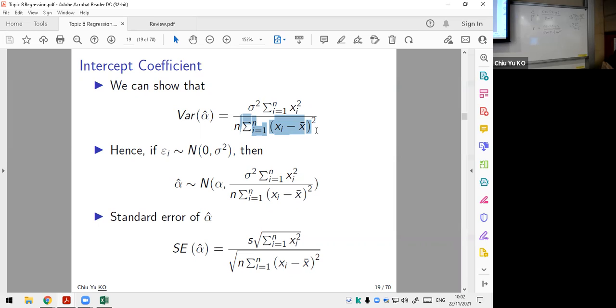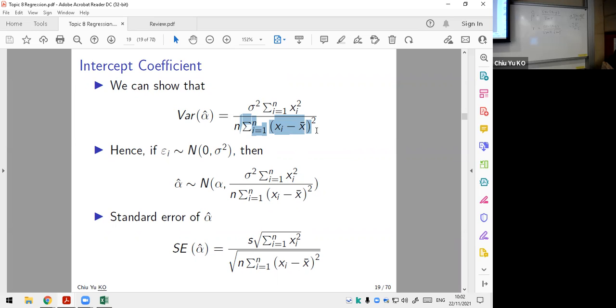So that's the idea here. If this is very small, that means the data is very concentrated. The x is all around this point, and if you want to estimate this intercept, it will not be very accurate. Suppose x bar is very far away from 0 and the data is concentrated around the mean of x. Then you are not really accurate. So that is the idea.